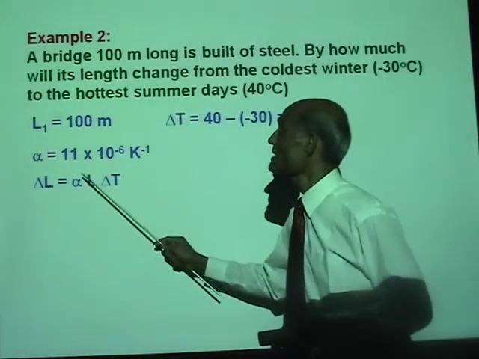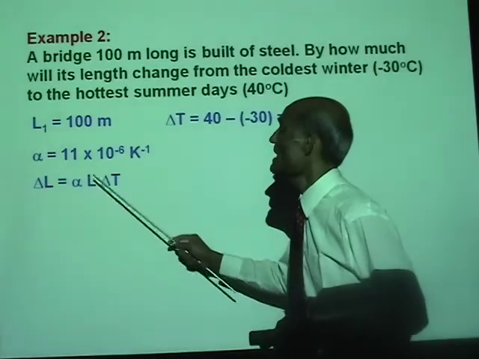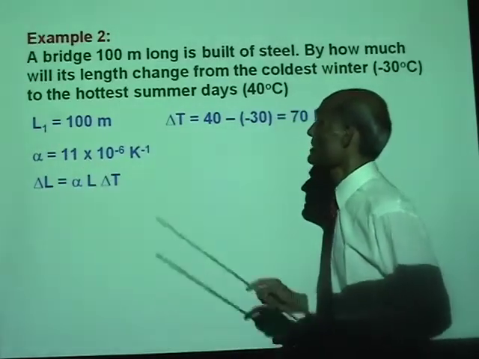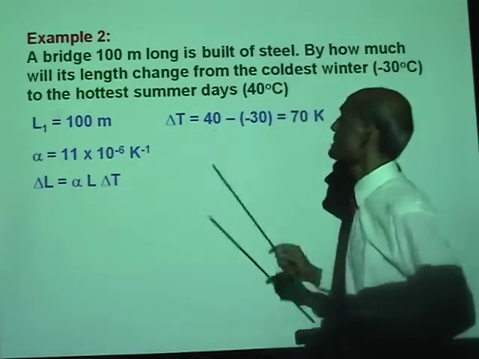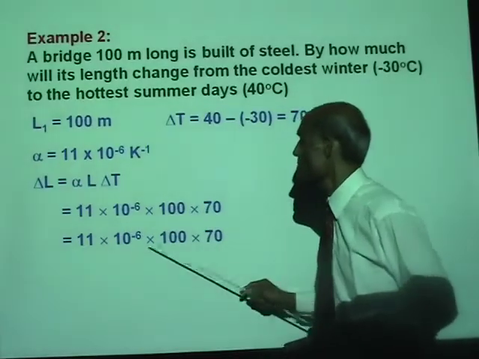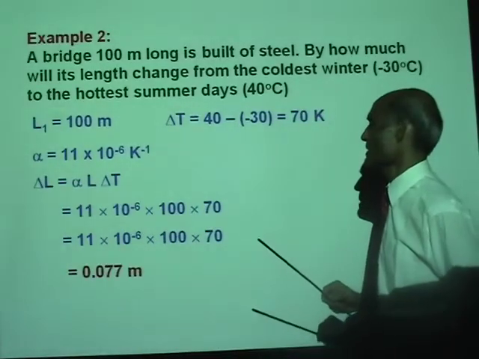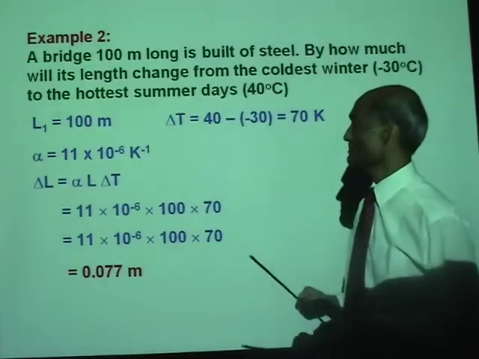So delta L equal to alpha L delta T. Here L stands for L1. So we know alpha, we know L, we know delta T. Therefore delta L equal to, how much is that equal to? It's 0.077 meter.